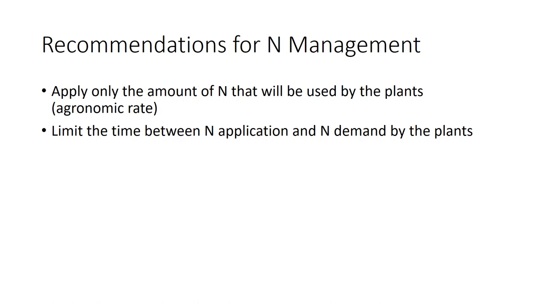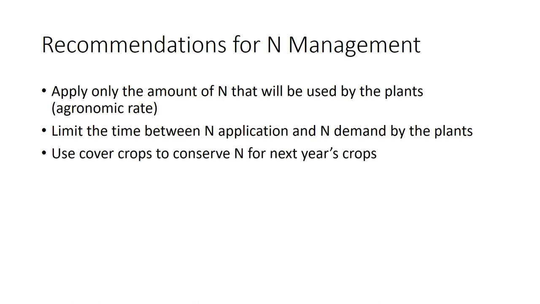We also want to limit the time between when the nitrogen is applied and when the nitrogen is demanded by the plants. Back to that Iowa example, most of the area is corn, and the biggest demand for nitrogen in corn is in the month of July. The closer we can get application of nitrogen to July, the better. That could be side dressing corn once it's already emerged, or applying just before the season starts, or something like that. So we're trying to limit the amount of time between application and nitrogen demand.